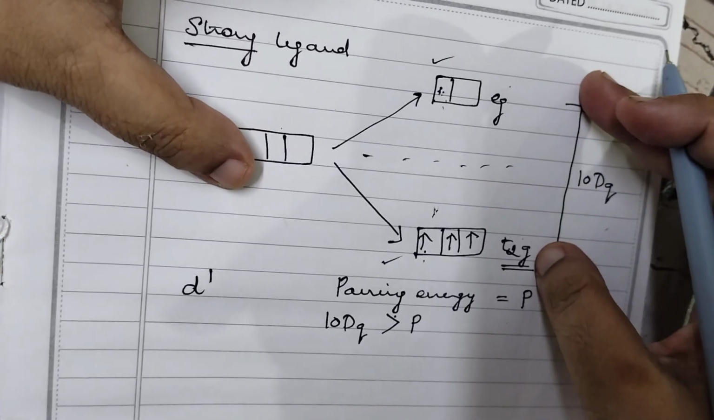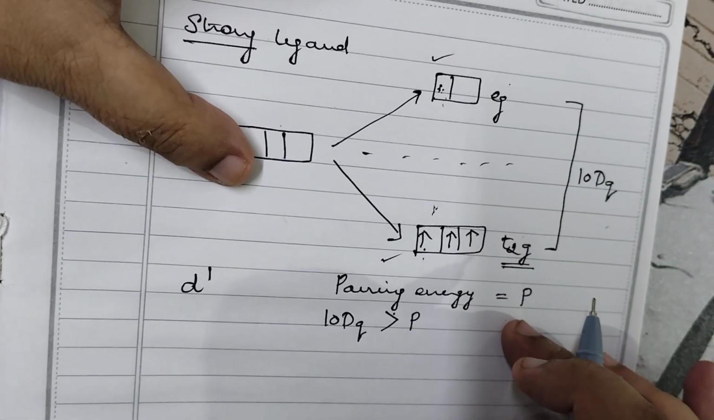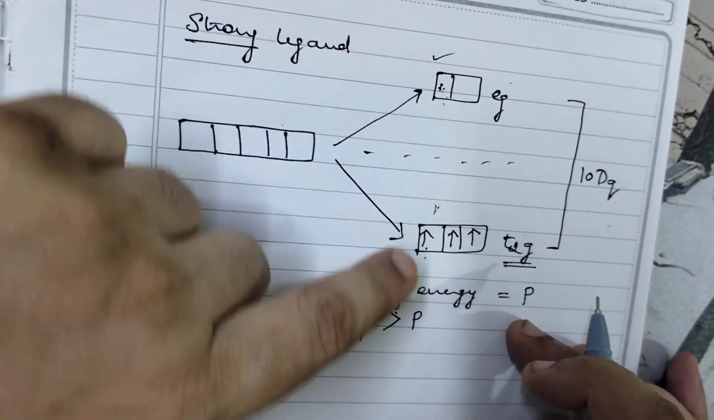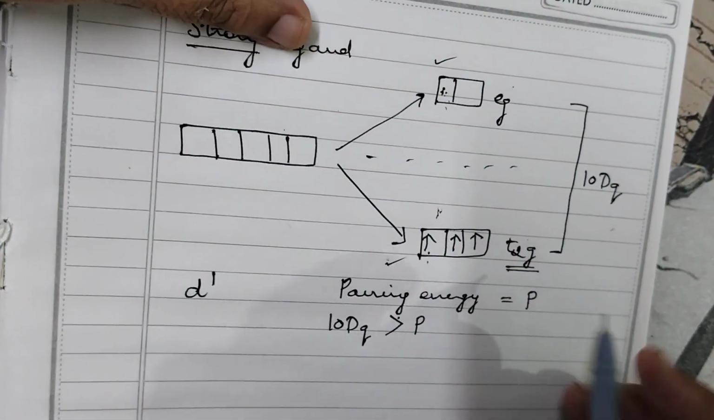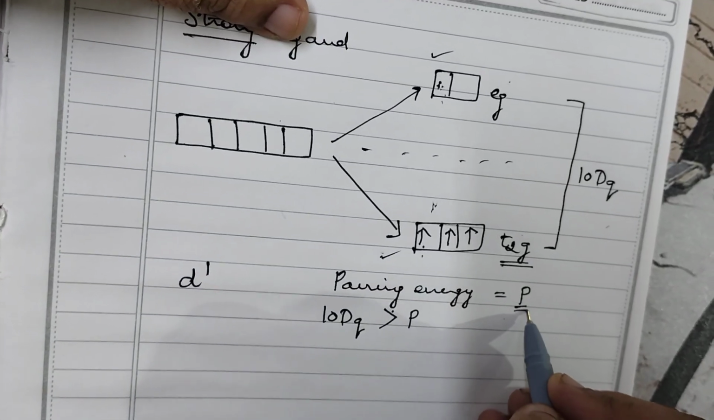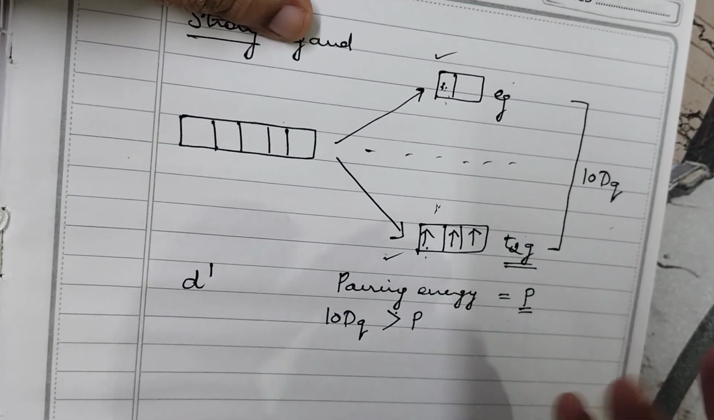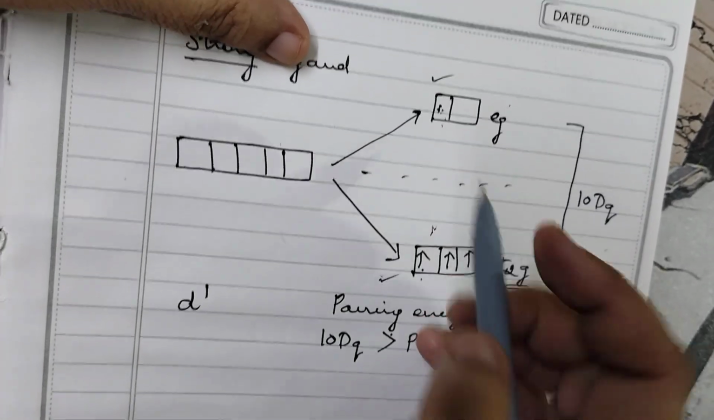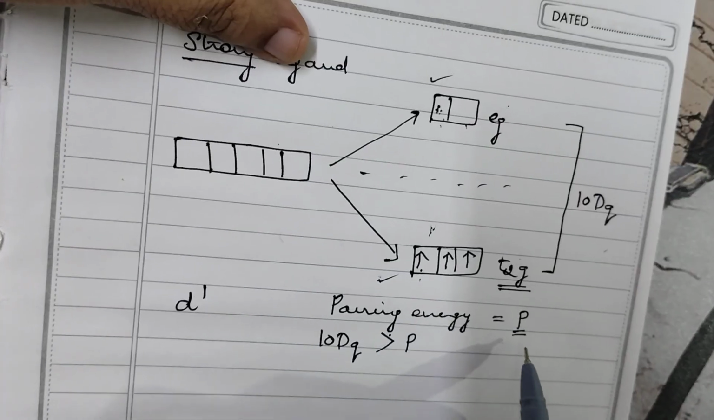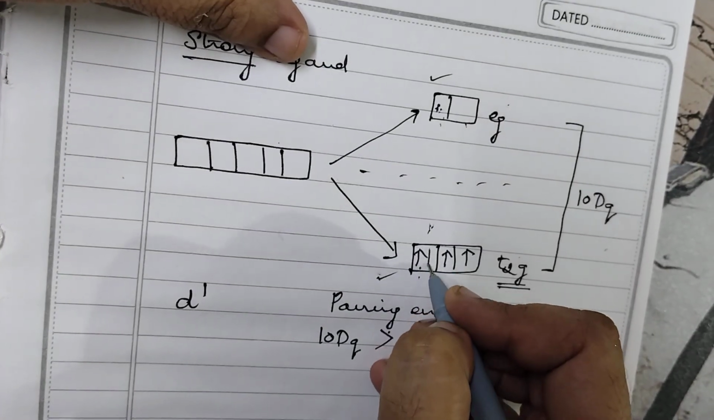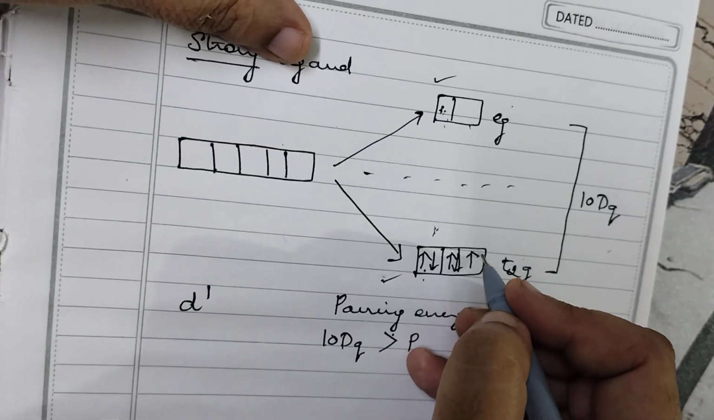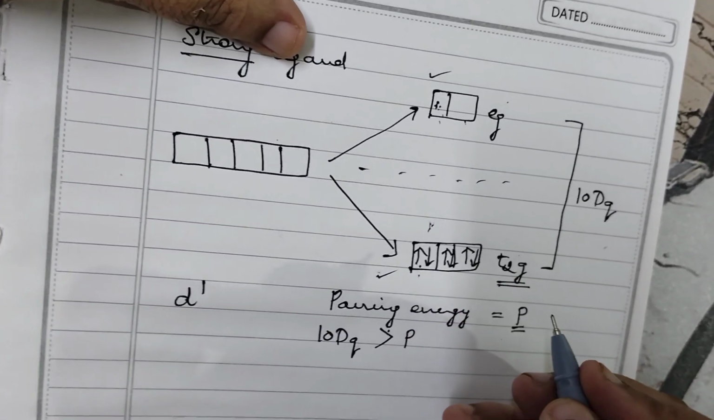This is 10 dq, and 10 dq is very high. So when 10 dq is high and pairing energy is less, instead of going here, it will try to get paired up in T2G. Why? Because pairing energy is low. इसको pair up होने में कम energy लगेगी rather than going into EG. So the fourth electron will be filled up here. Likewise, the fifth will come here and the sixth will come here.